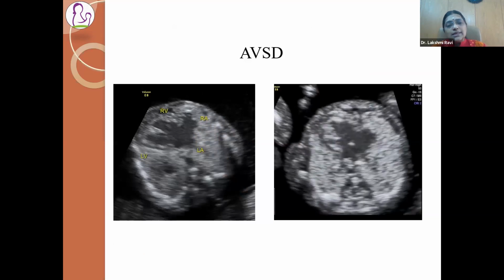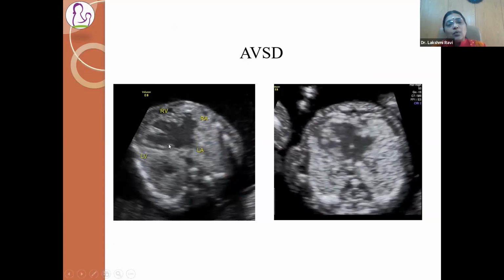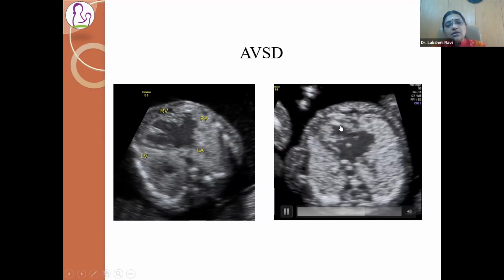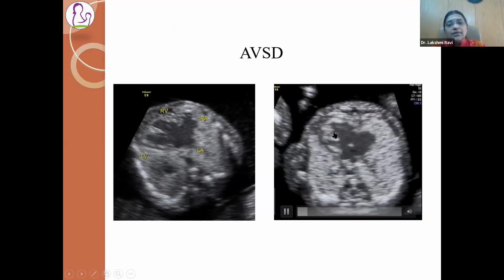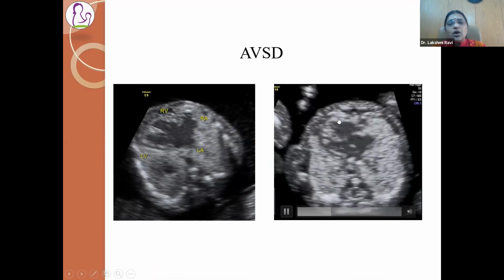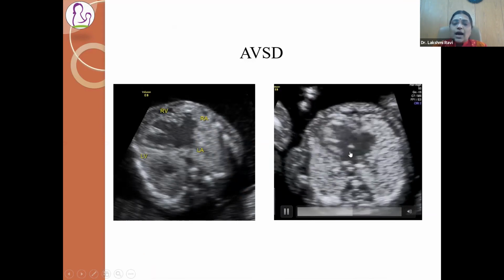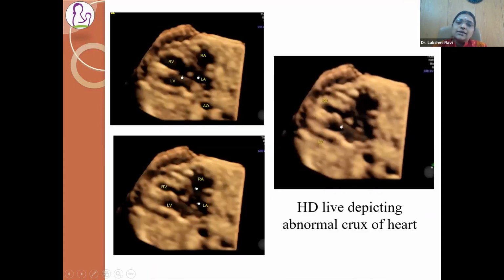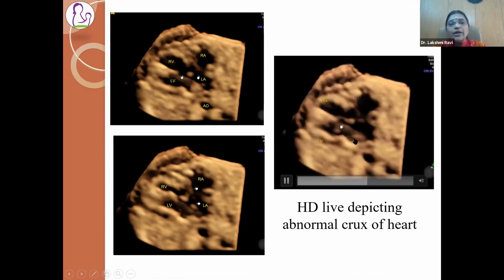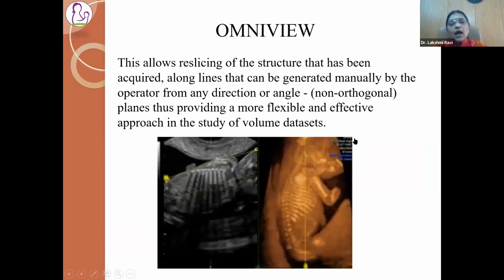Now look, this is the same 13-week heart. What I showed you in the mid trimester is also seen in the first trimester, where you do not see the interventricular septum nicely. You see all the four chambers communicating, and this is the color flow for you, and this is how you can appreciate the defect very nicely here. This is the interventricular septal defect here. This is a common AV valve as early as a 12 to 13-week heart.